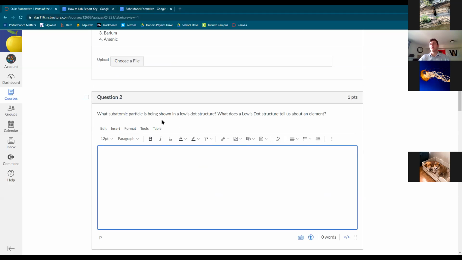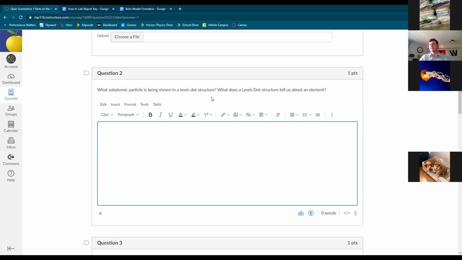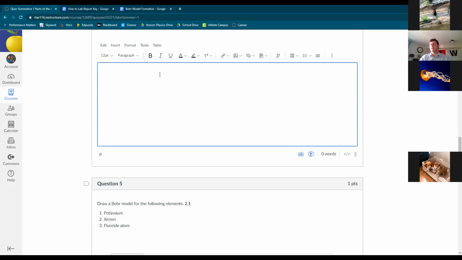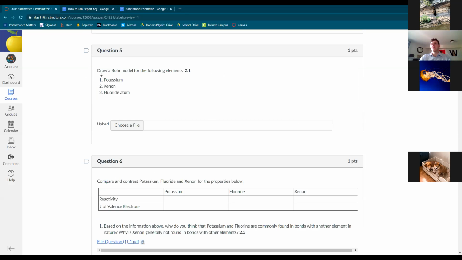What subatomic particle goes around the Lewis dot structures? What I was looking for was that the valence electrons go around the Lewis dot structure, and they tell us the reactivity of that element. This one was a pretty good answer. And then the last one was a little bit farther down. This one right here was also part of 2.1, drawing the Bohr models.